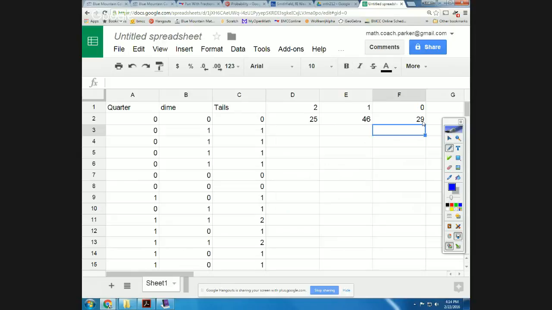So does it seem reasonable that I'm as likely to get 2 tails as 1 tail as no tails? Or does this data say that doesn't seem right? Because the odds of you getting both the same coin is probably greater.